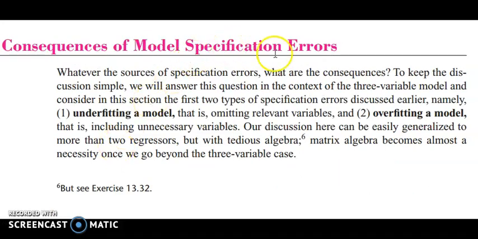Consequences of model specification errors. Under this section, we will discuss two of the specification errors: omitting a relevant variable, which we call underfitting a model, and including unnecessary variables, which we call overfitting a model. We will discuss the consequences of these two types.